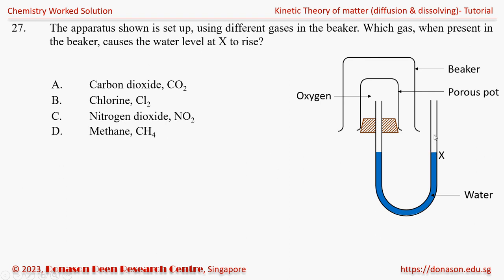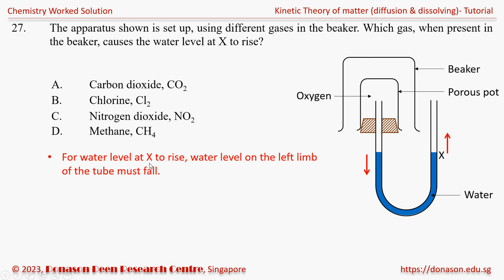If you want the water level at X to rise, that means on the left limb of the U-tube the water level has to drop. So for the water level at X to rise, the water level on the left limb of the tube must fall. Under what circumstance is it going to fall? If the left side is going to fall, that means the pressure of the gases inside the porous pot must be greater than the atmospheric pressure, because the right side is connected to the atmosphere and the left side is inside the porous pot. So only this water level is going to drop if the pressure here becomes greater.